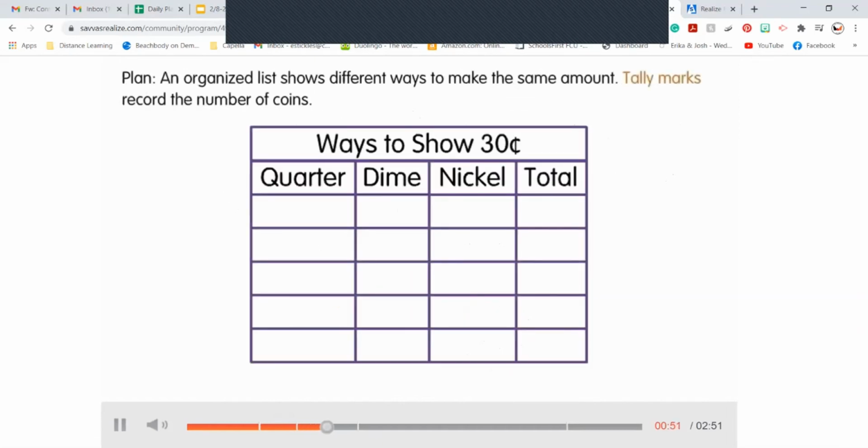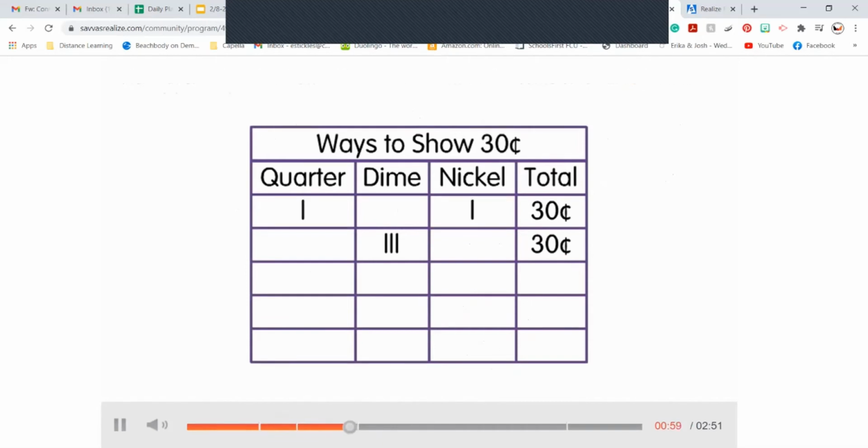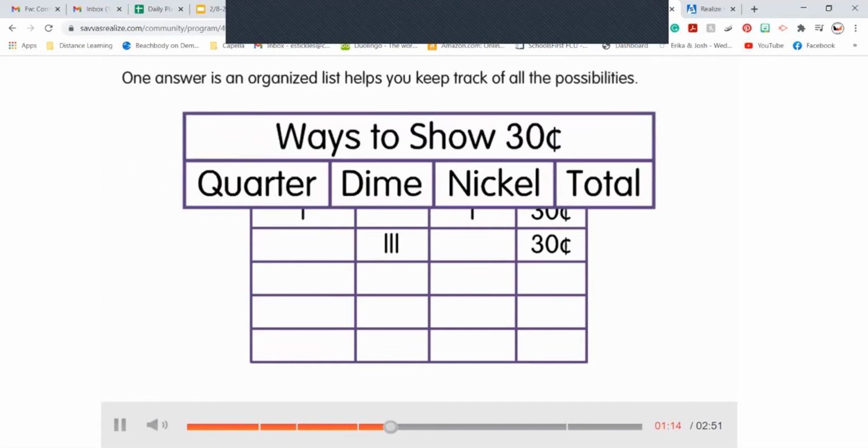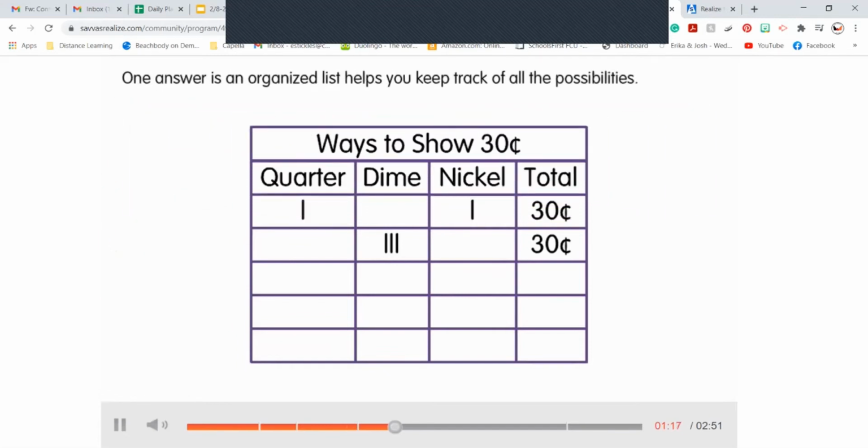Plan. An organized list shows different ways to make the same amount. Tally marks record the number of coins. What strategy is being used to solve the problem? The strategy is making an organized list. How does making an organized list help you? One answer is an organized list helps you keep track of all the possibilities.